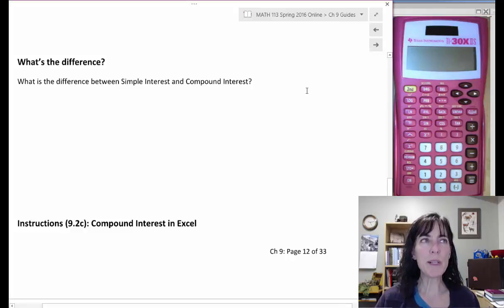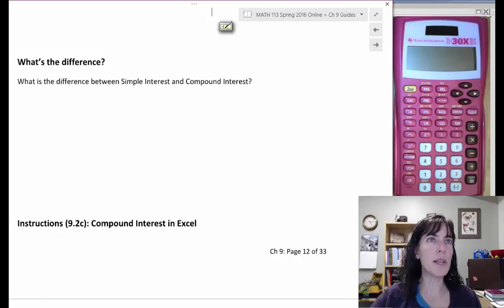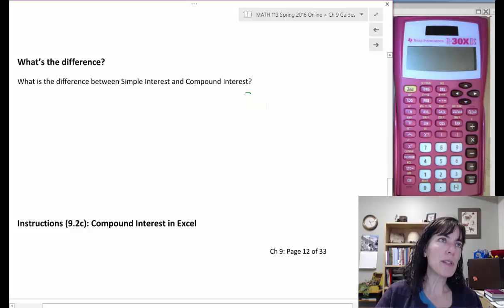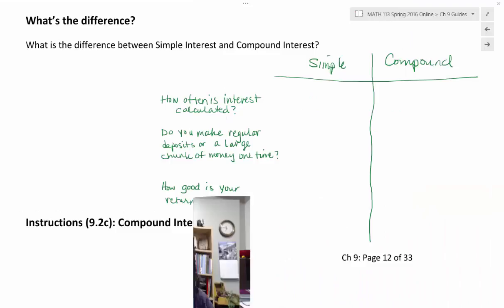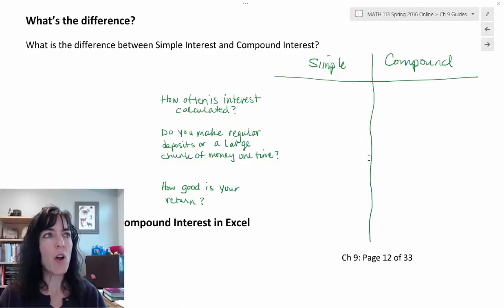So we'll spend some time doing that, and a really good way to do that is to think about the difference between the two concepts. And so if I'm talking about simple interest versus compound, I usually think about a couple of things. The three questions that I like to ask are, how often is interest calculated? Do you make regular deposits or just deposit a large chunk of money at one time? And how good is the return on your investment?